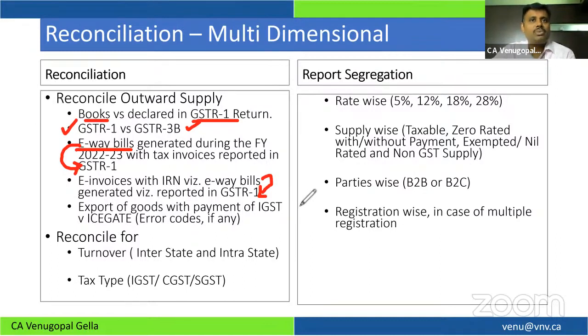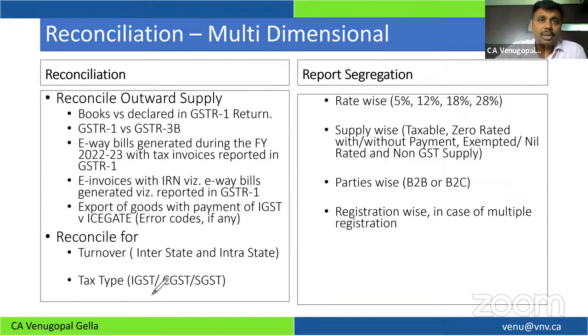Wherever you have done the export of goods with payment of tax, check whether ICEGATE has reported the same. If there are any errors, they will also give you shipping bill number wise errors. See if there are any errors like that.